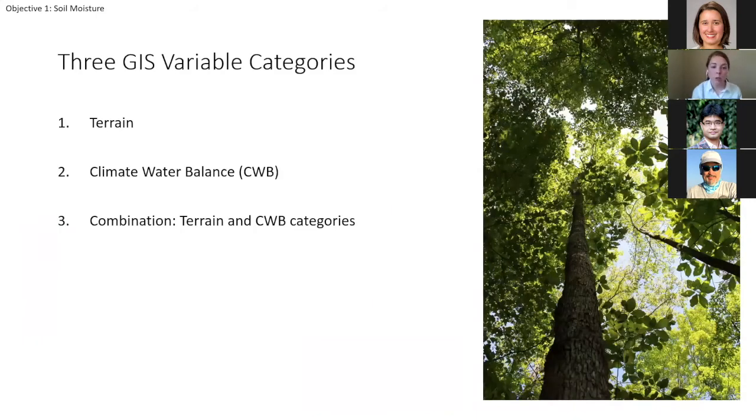So we have the soil moisture from the field. Then to compare it to GIS variables, we divided our variables into 3 categories. The first is the terrain category. The second is climate water balance. And the third is a combination of all variables in the previous 2 categories.